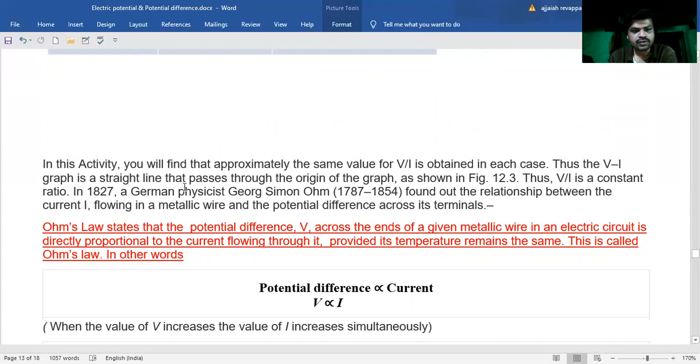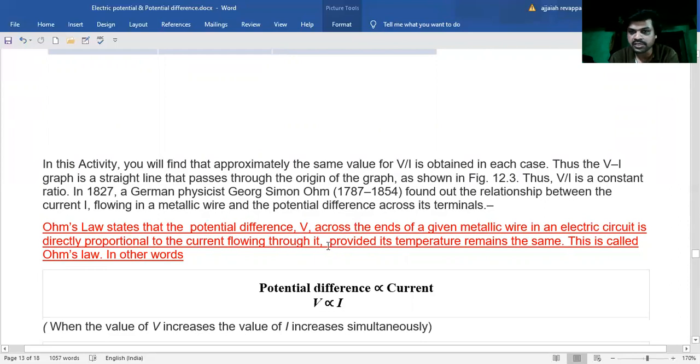So from all these experiments, finally he concluded, and that is Ohm's law. We'll state what Ohm's law is. Ohm's law states that the potential difference, which means we always measure across the ends of the conductor, across the ends of a given metallic wire. A metallic wire is nothing but a conductor. Here in our experiment, it is a nichrome wire, in an electric circuit is directly proportional to the current flowing through it.